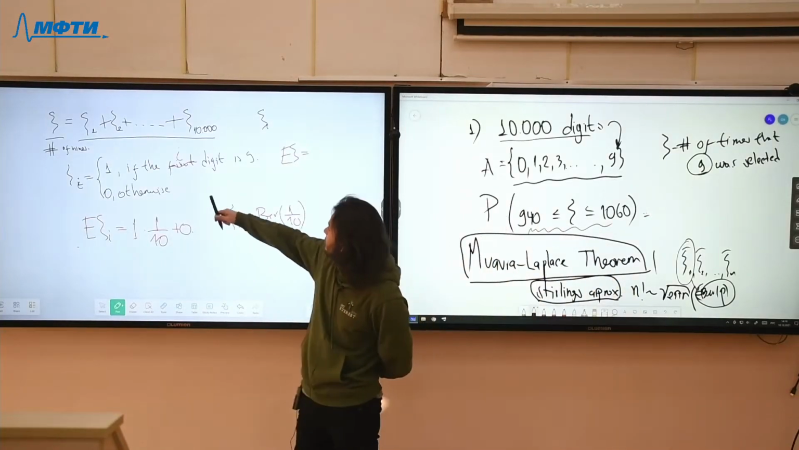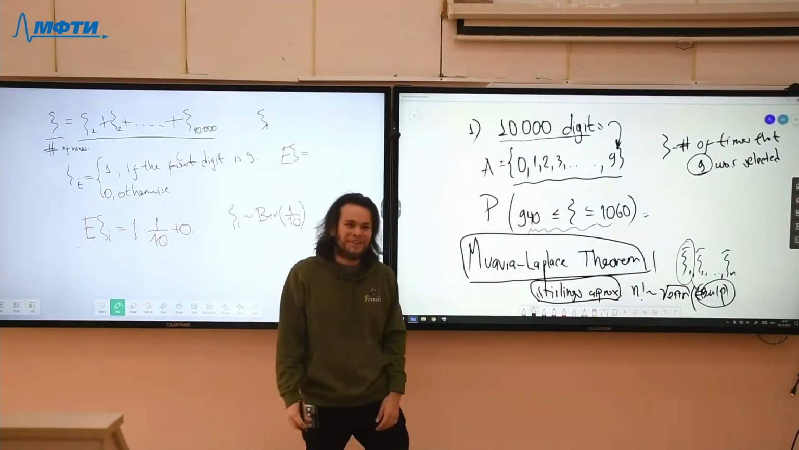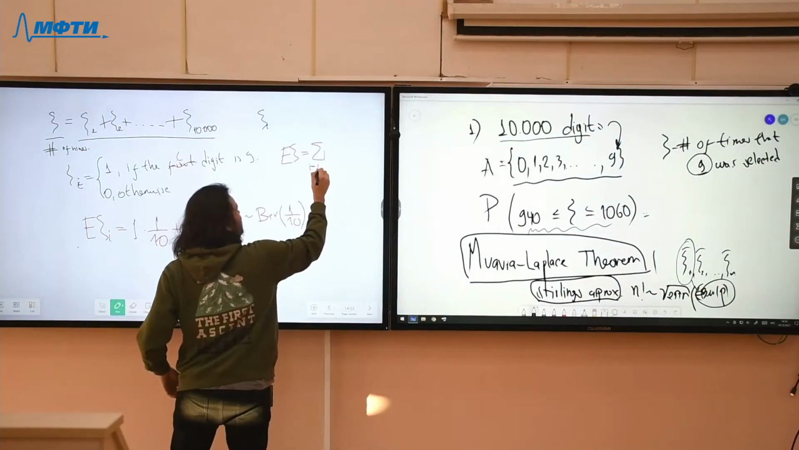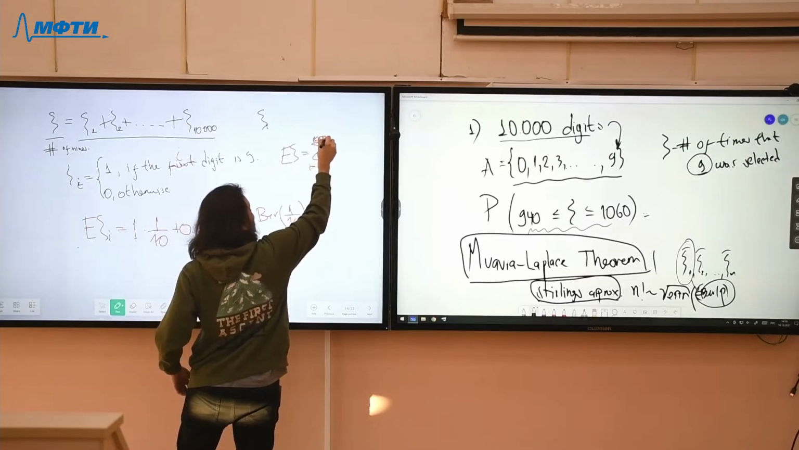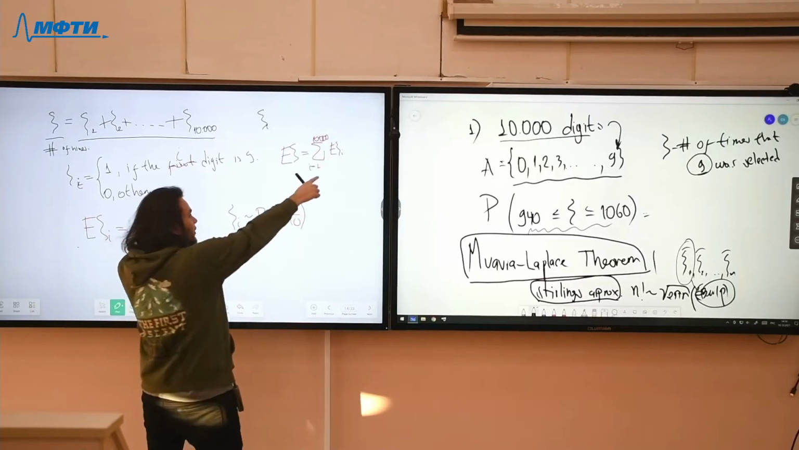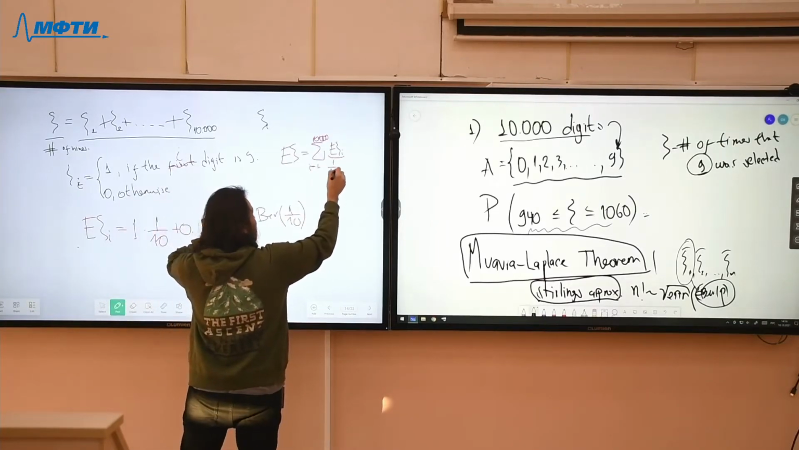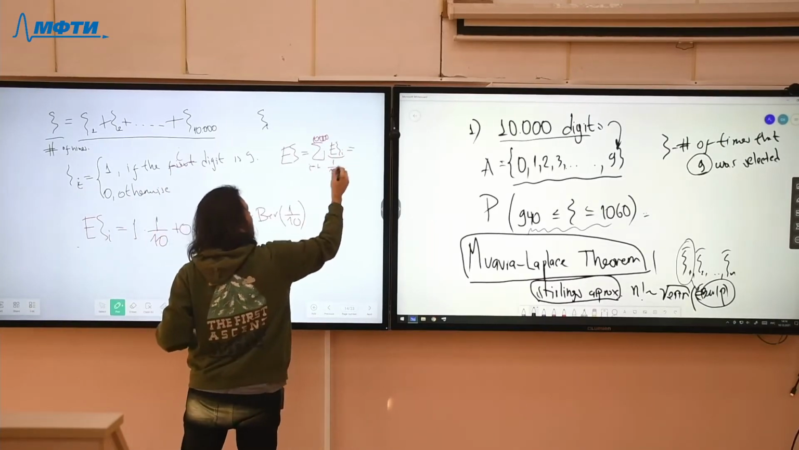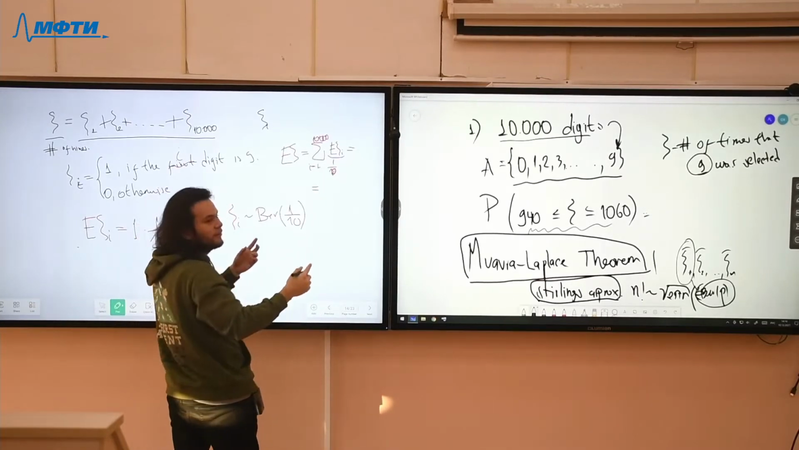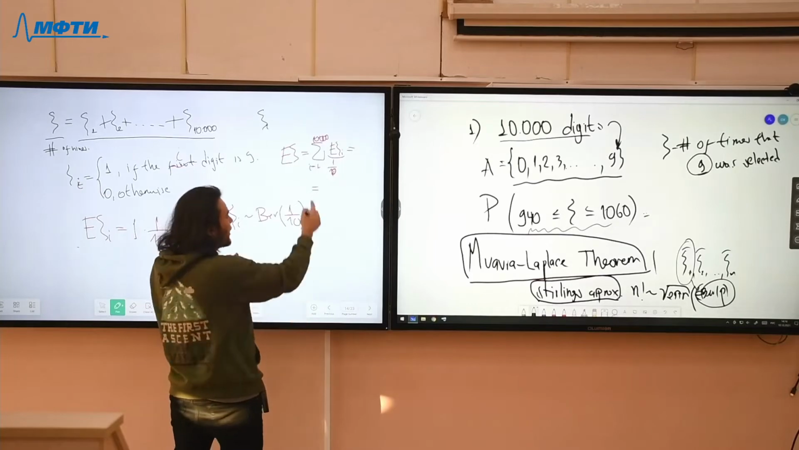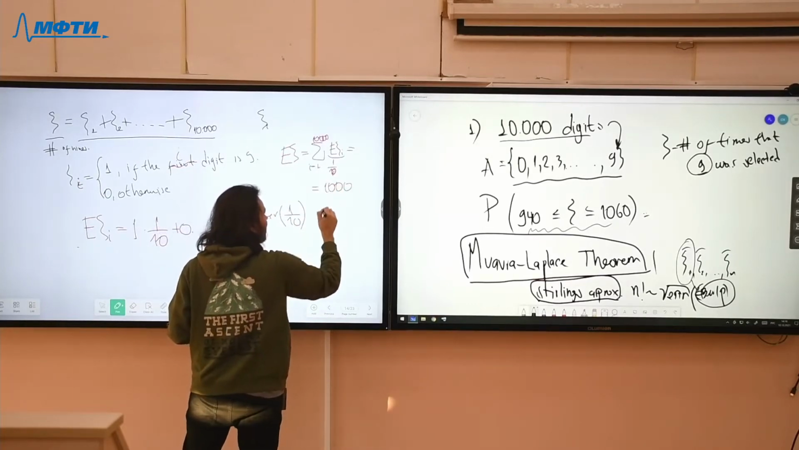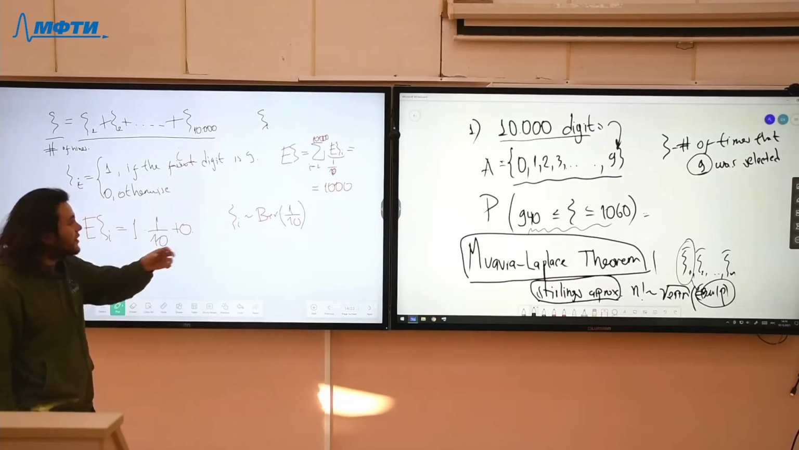The expected value of Xi is the sum from 1 to 10,000 of the expected value of Xi I, right? What is the expected value of Xi I? It's 1 over 10, right? Then the expected value of Xi is 10,000 over 10, so 1,000. So this is the expected value of Xi.